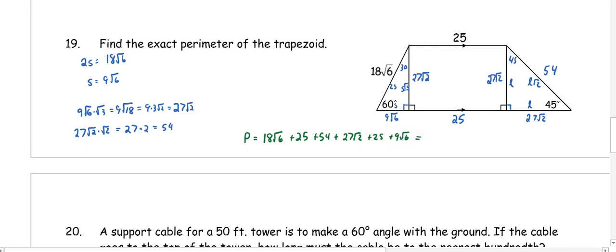So we can add the root 6's together. So 18 root 6 plus 9 root 6 would get us 27 root 6. Plus 27 root 2 stays by itself. And then we can add up our constants. So we have 25 plus 25 plus 54 would get us 104.